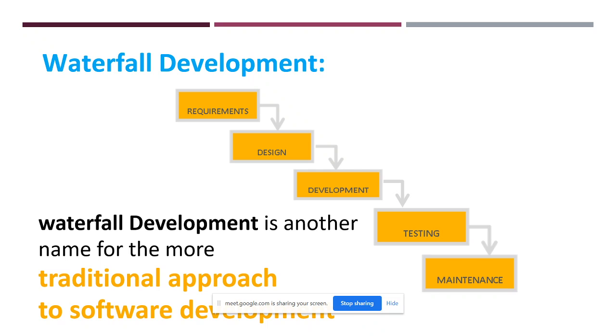Production means go live, right? Then it comes into the maintenance phase, where if any requirement changes, we handle it. So in one line, waterfall development is another name for the more traditional approach to the software development process. This is the entire waterfall model.